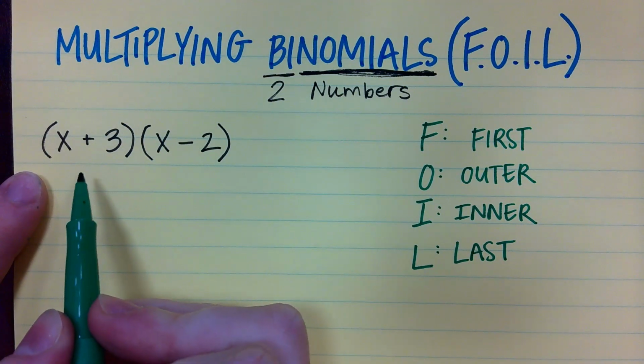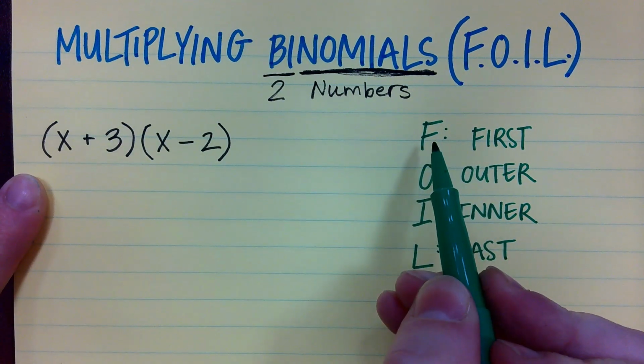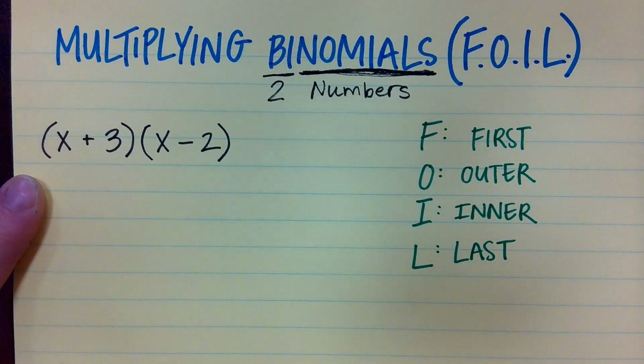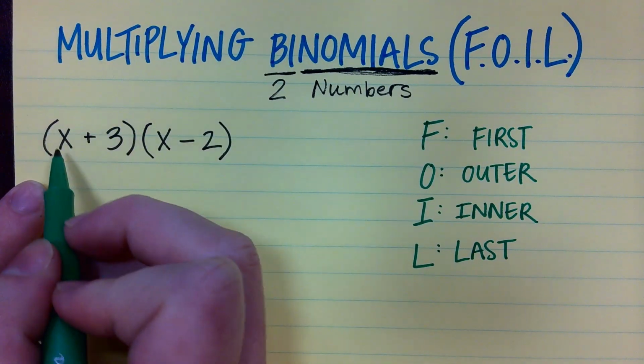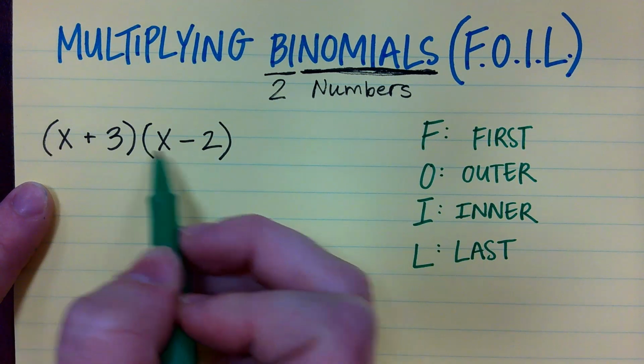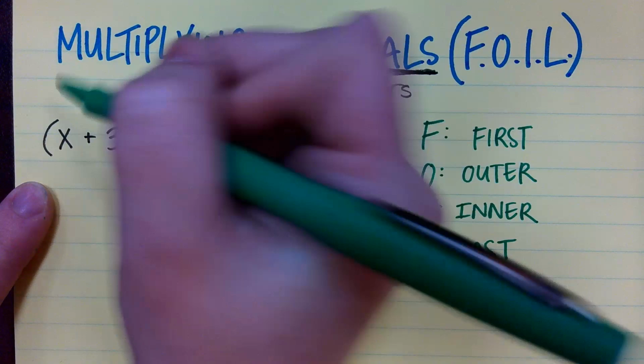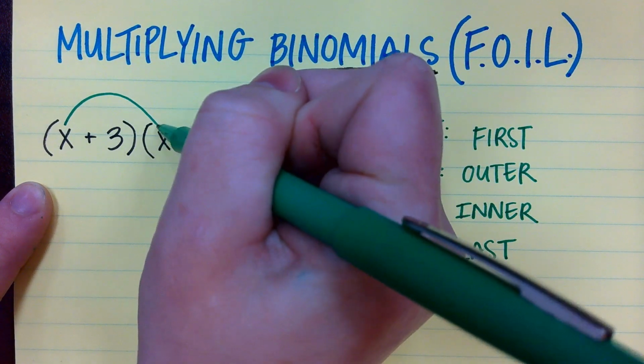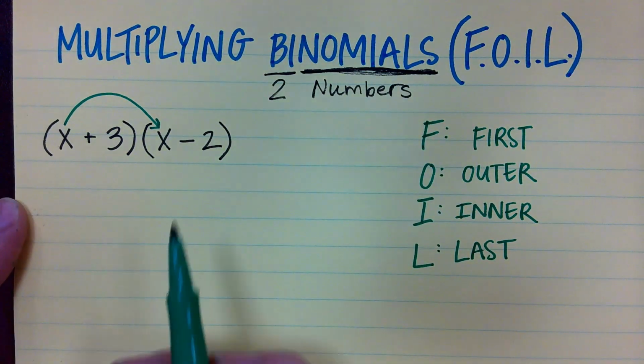So let's look here. We're going to do the first terms and multiply those. So my first term here is x. My first term here is x. I want to do x times x first.